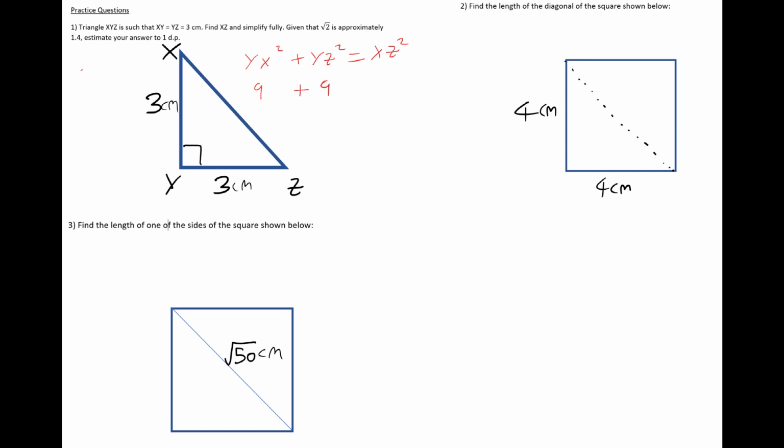3 squared is 9. So I can say XZ squared is equal to 9 plus 9, which is 18. So XZ is going to be the square root of 18, which is the square root of 9 times 2. So XZ is equal to 3 root 2. Now XZ is equal to 3 root 2, and given that root 2 is approximately 1.4, I can therefore say that XZ is approximately 3 times 1.4, which is 4.2 centimeters.